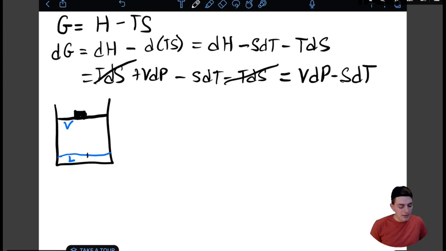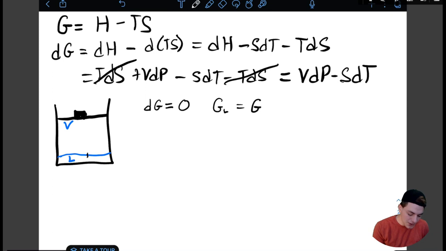The reason being that the differential of Gibbs free energy has to be equal to 0, which therefore means that the Gibbs free energy of the liquid phase is equal to the Gibbs free energy of the vapor phase. The reason again for this is that in this isolated system here with this phase boundary there, we have no change in pressure of the system and we have no change in temperature of the system.